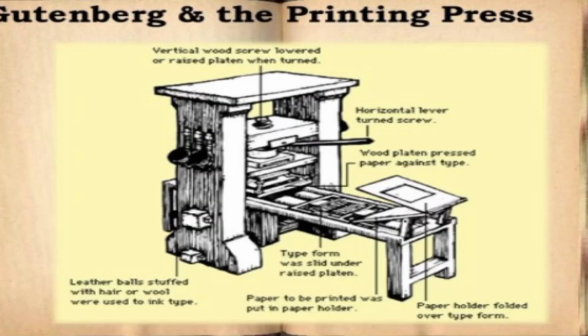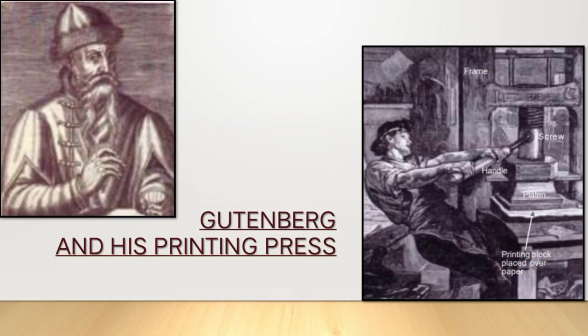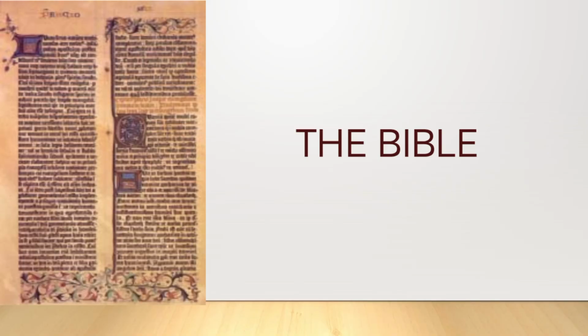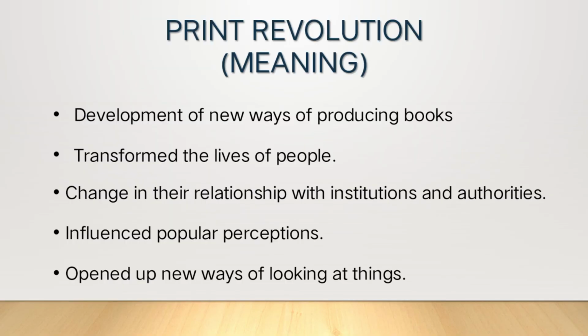Johannes Gutenberg and his machine. This is Johannes Gutenberg and his machine. The printing press. The Bible. The print revolution, the development of new ways of producing books, transformed the lives of the people and changed their relationship with the institutions and authorities.